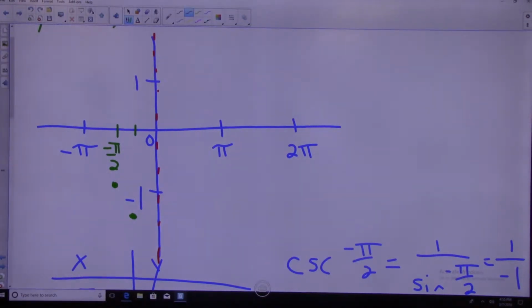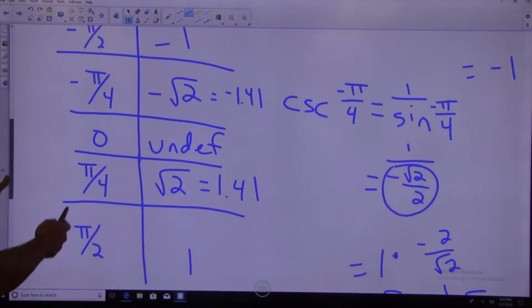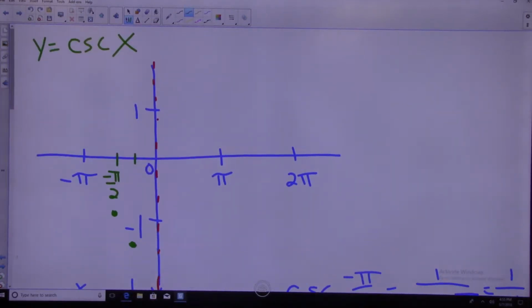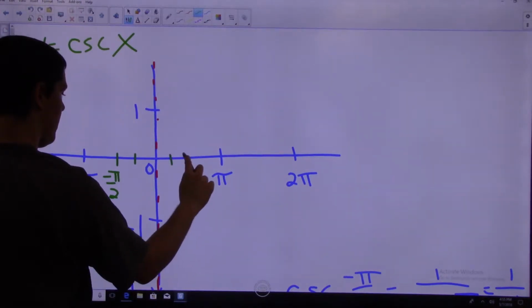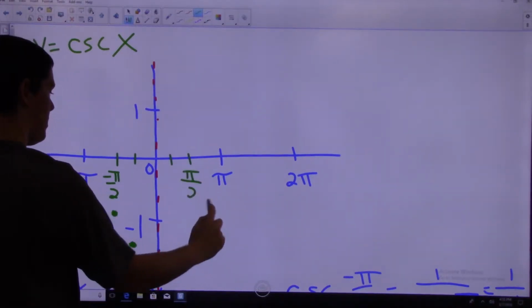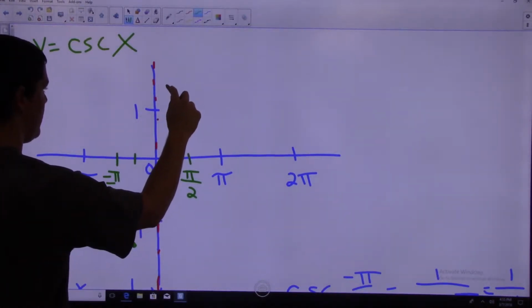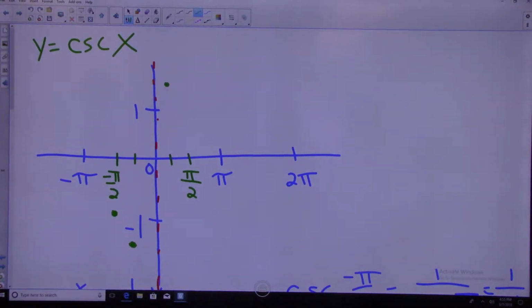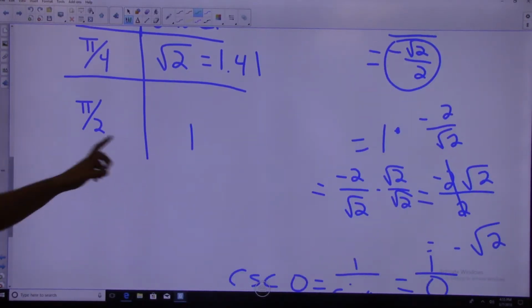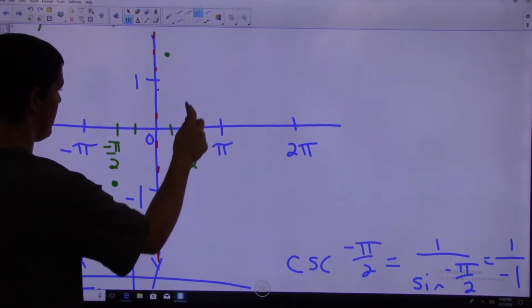Let's keep going. What else? Pi over 4. The answer is square root of 2. So that's going to be positive square root of 2. So let's say this is pi over 4 right here. Let's say this is pi over 2. So pi over 4 would be halfway between 0 and pi over 2. So therefore this point would be about right there. Pi over 2 we've already found is 1. And plot this right here.